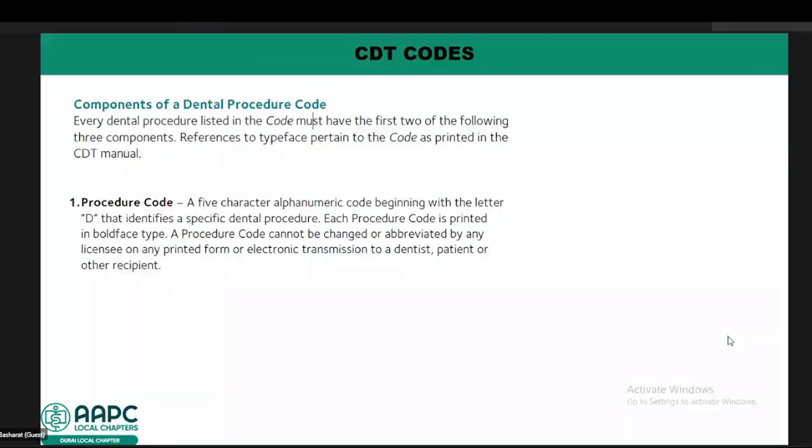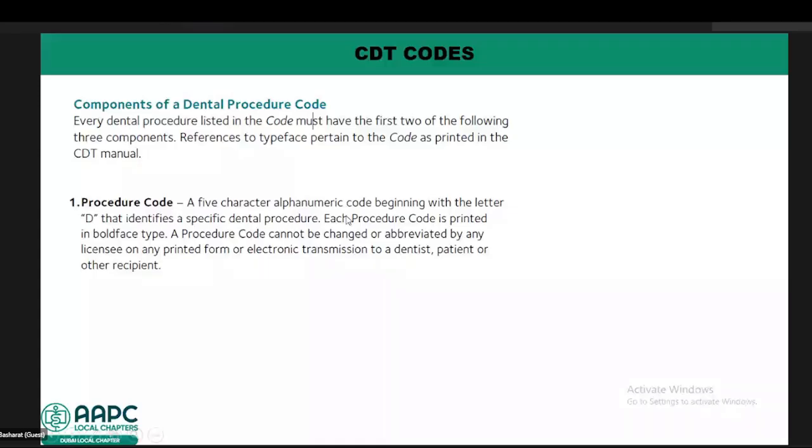Okay, so the components of a dental procedure code: every dental procedure code must have the first 2 of the following 3 components. The reference to 5 pertains to the code as printed in the CDT manual. So see this one, procedure code, a 5-character alphanumeric code beginning with the letter D. This is what I mentioned before, so you will find D in all the codes.